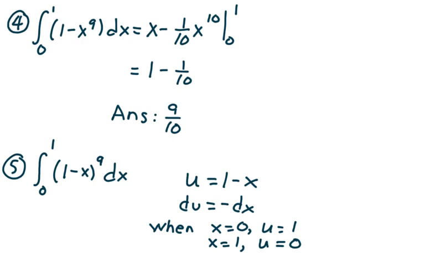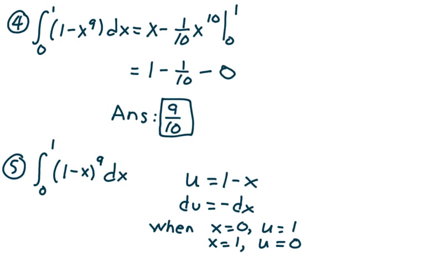Let's take a look at number 4. This is the integral from 0 to 1 of 1 minus x to the 9th dx. So this is x minus 1/10 x to the 10th evaluated from 0 to 1. If I replace x with 1, I get 1 minus 1/10. And then keep in mind, when I replace x with 0, I get 0. So the correct answer here is 9/10.